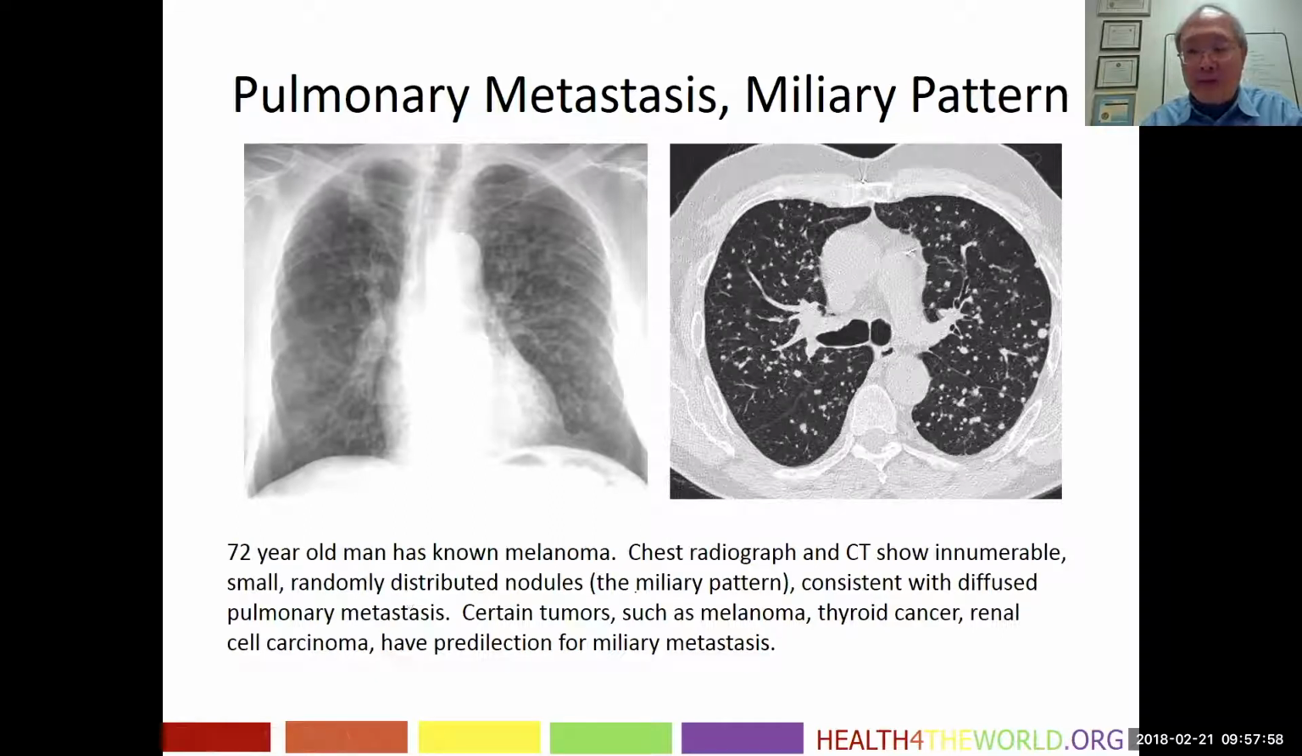a miliary pattern. These are small, tiny nodules. And it is a pattern that we can see in melanoma pulmonary metastasis. And certain tumors, including melanoma, but also thyroid cancer and renal cell carcinoma, have predilections for this kind of diffuse pulmonary spread.